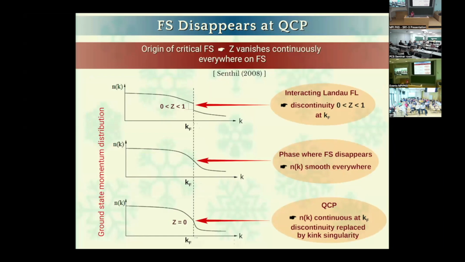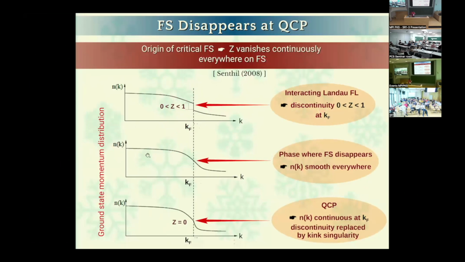Okay, so now how is it possible that we do not have well-defined quasi-particles, but we still have a well-defined Fermi surface? Let us look at the series of diagrams explained by Senthil. Suppose we have a situation where the quasi-particle can vanish continuously everywhere on the Fermi surface. Here I have plotted the ground state momentum distribution, and along the horizontal axis there is the momentum k. In the first picture we have a well-defined Landau Fermi liquid, but since it is interacting, there is a jump in the particle distribution function, and the jump is less than 1 because it's interacting.